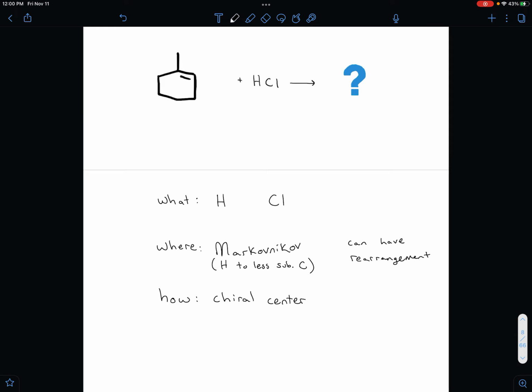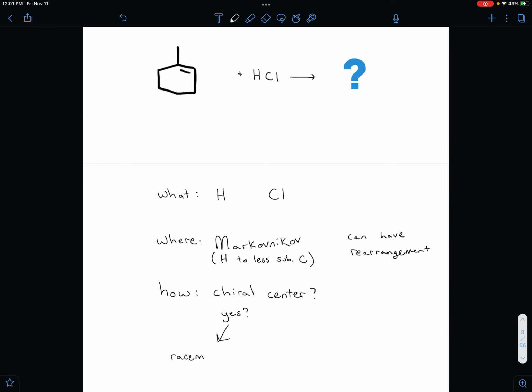Now, you should always ask yourself, do you have one? Do you form one? If you do form a chiral center, then you will have a racemic mixture. Remember, that means you have a 50-50 mixture of the two enantiomers. So because you form a carbocation and carbocations are flat, the nucleophile will attack with equal probability from the top and from the bottom. And so you would get 50% R and 50% S. And if you don't have a chiral center, then you don't have to worry about that. So you don't have to do anything special if you don't have a chiral center.